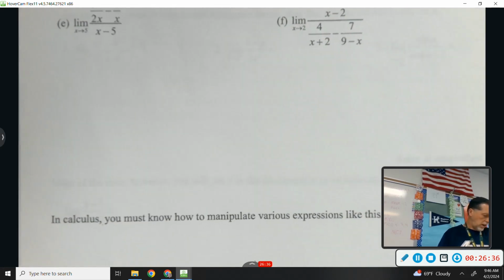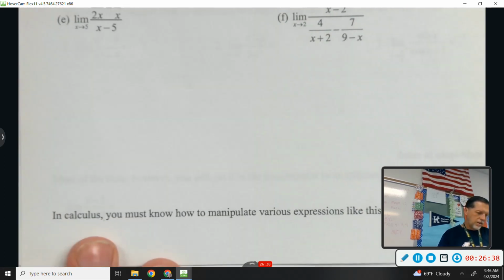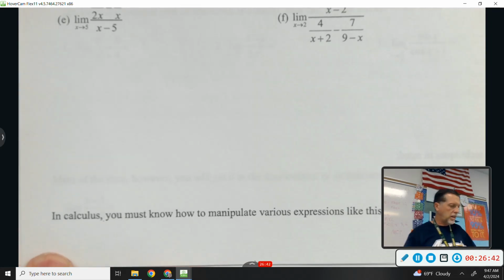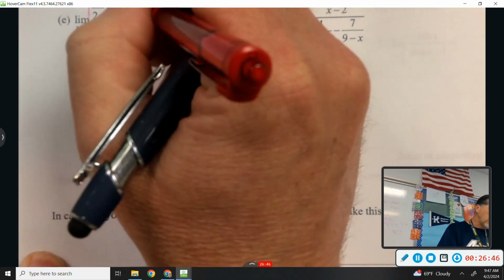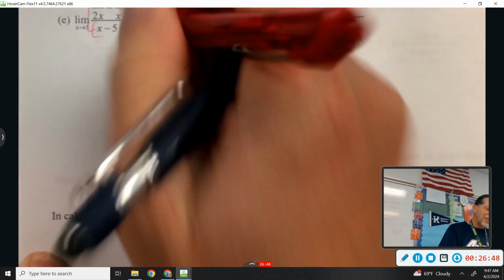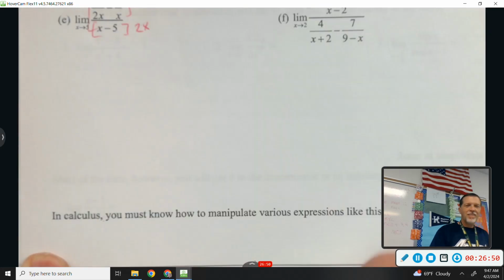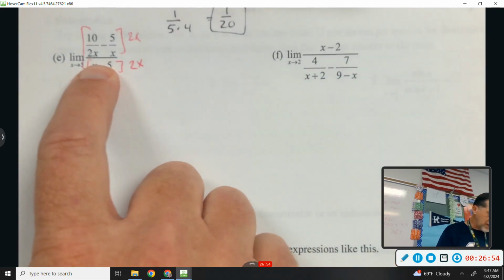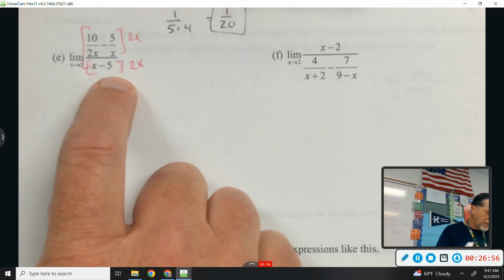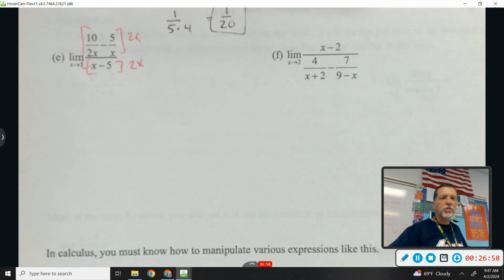E. What do you think we should multiply by on E? 2x. Oh, you know what? I also skipped substitution. But it doesn't take long. So 10 over 10 minus 5 over 5. Yep, that's 0 over 0. I'm going to pause. You see if you can finish out E on your own.